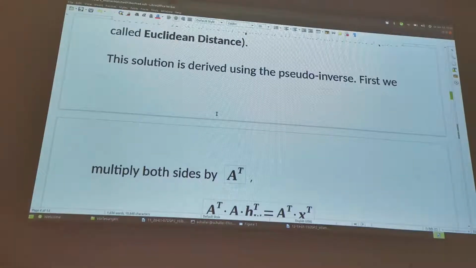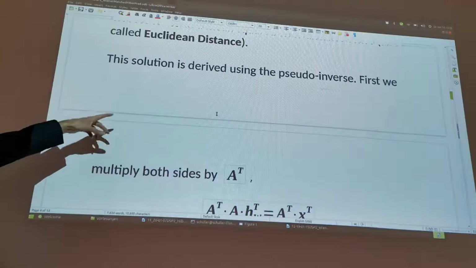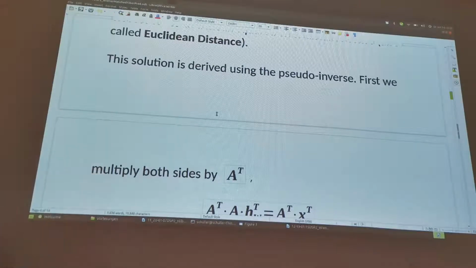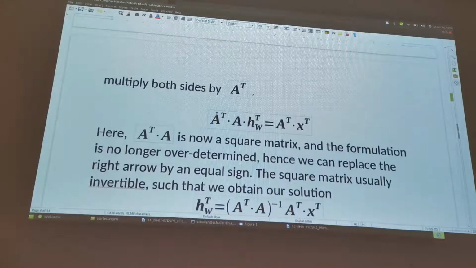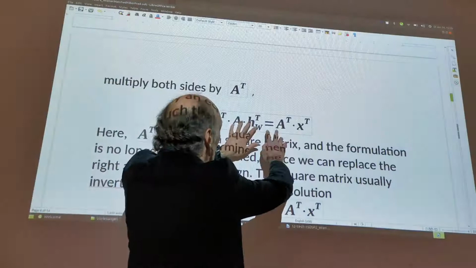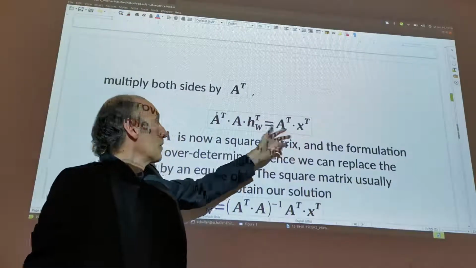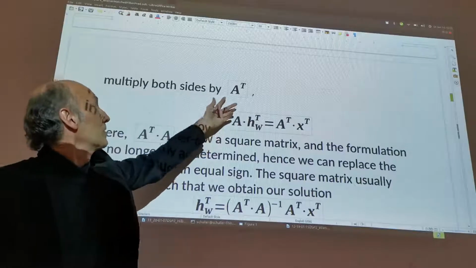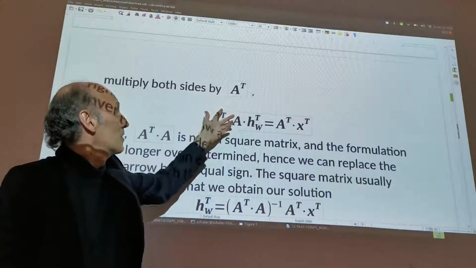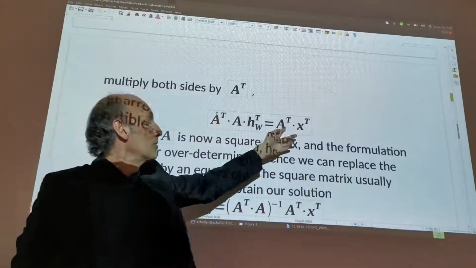Yeah. So this solution is derived using the pseudo inverse, and here we can see how we get it. We multiply both sides by A transpose. So originally we just had A H W transpose equals X. So now we multiply from the left hand side with A transpose. Right? You can see it.